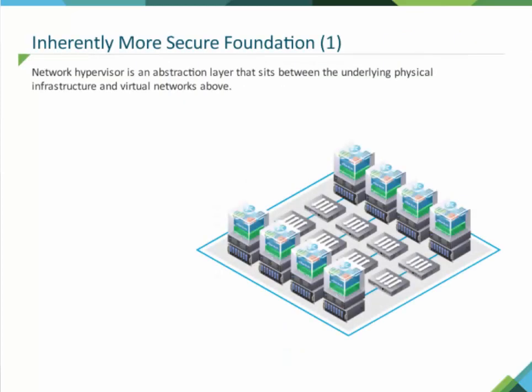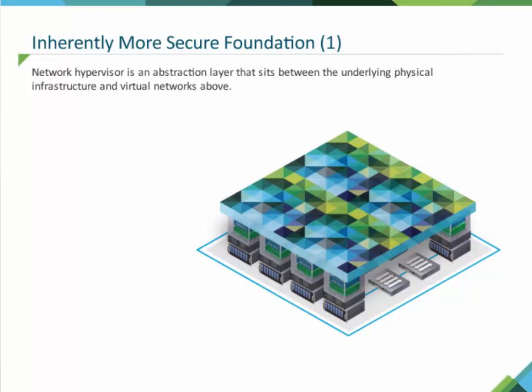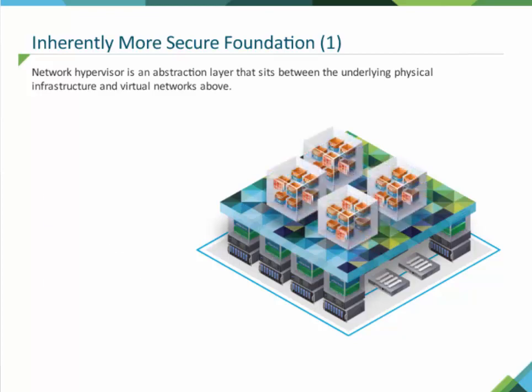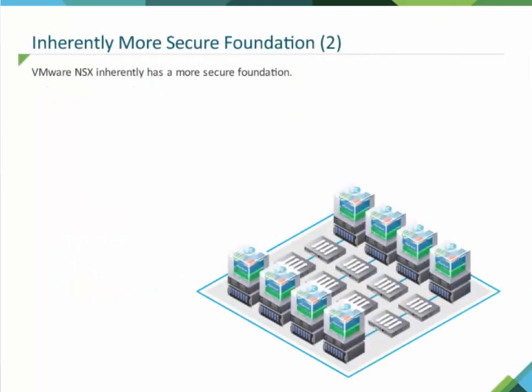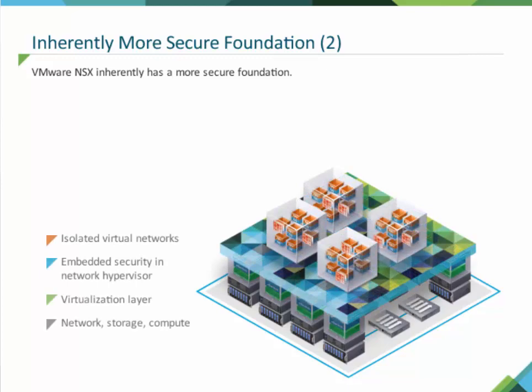This network hypervisor is an abstraction layer that sits between the underlying physical infrastructure and virtual networks above. Each of these virtualized networks are able to act in complete isolation from one another, each with their own virtualized compute and virtualized storage. Because each of these networks is isolated by default, there is no way for them to communicate with one another unless they are explicitly permitted to do so. VMware NSX inherently has a more secure foundation.